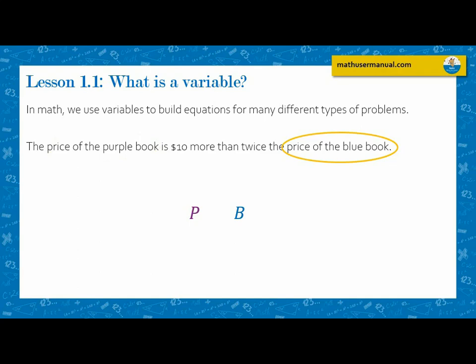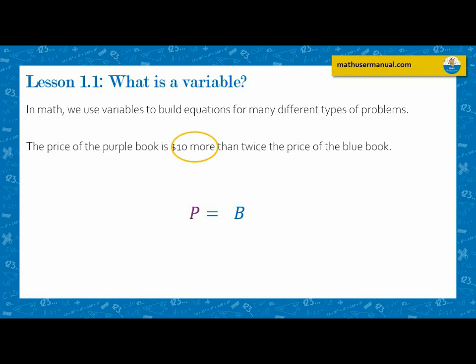To make this an equation, and we're going to talk about this deeper in further lessons, we need to write an equal sign in between them. This gives us a relationship between the two prices, between the two characters. At this moment, we're saying that P, the price of the purple book, is equal to B, the price of the blue book, which is not true. The problem is telling us there are differences between these two prices. And the first difference is the purple book is $10 more than the blue book.